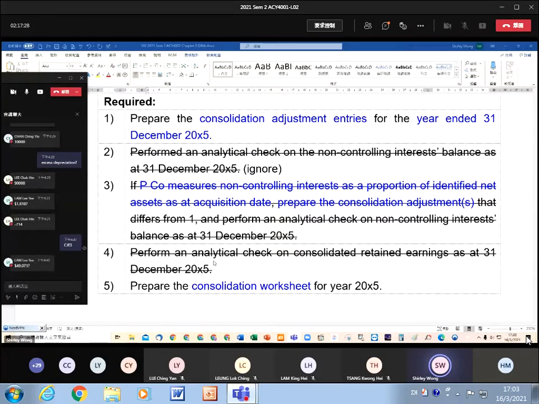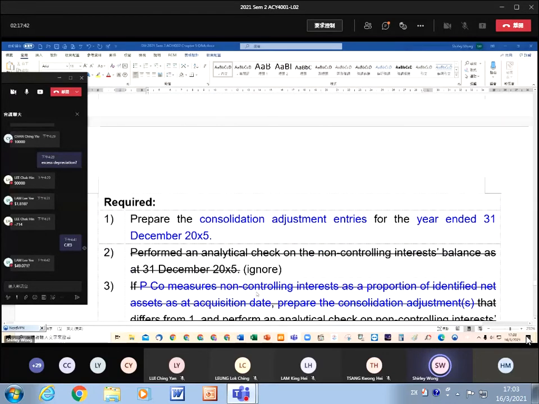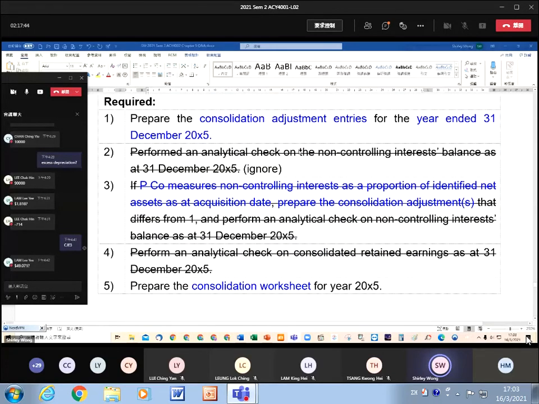Please remember to do it yourself once. And then for requirement number 2, because it is to prepare the analytical check, we do not need you to do so. You can ignore it.